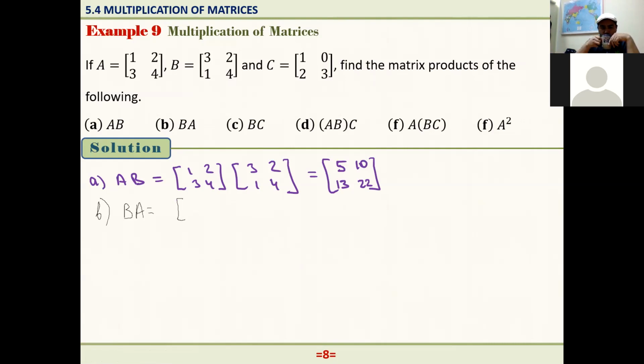Can you see my writing? Yeah, I can see. 3, 2, 1, 4, 1, 2, 3, 4.